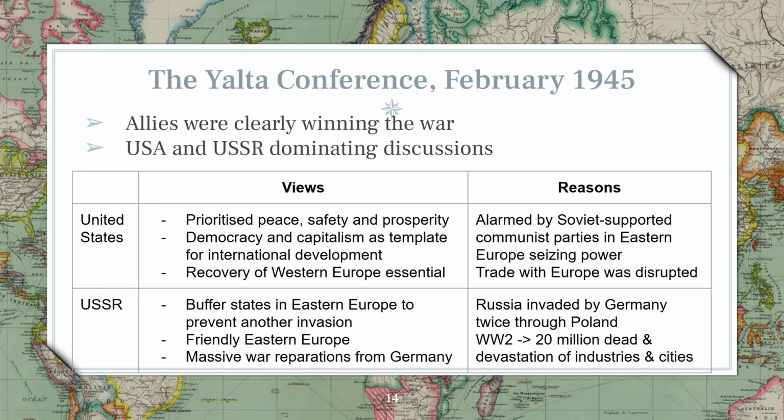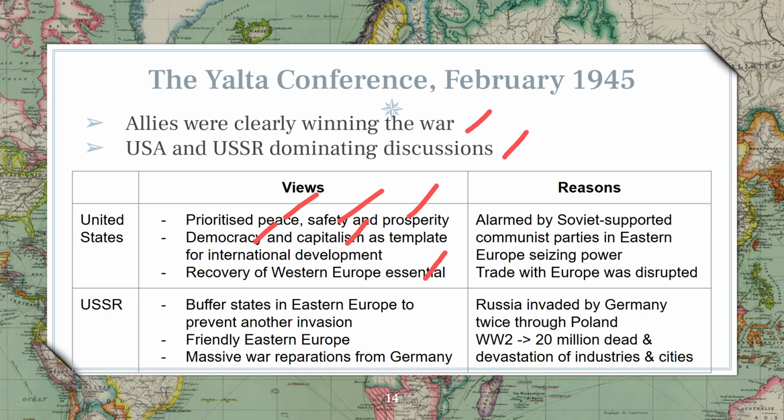So Yalta, what was the setup? The allies were clearly winning the war. The Soviet Union and America were the ones running the show primarily. So what we have here is America. What were their views like at the conference? They wanted peace, safety, prosperity. They wanted democracy and capitalism to be the template for post World War II Europe, and they viewed Western Europe to be essential partners and their recovery to be important.